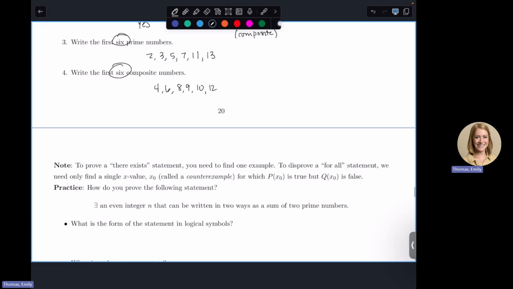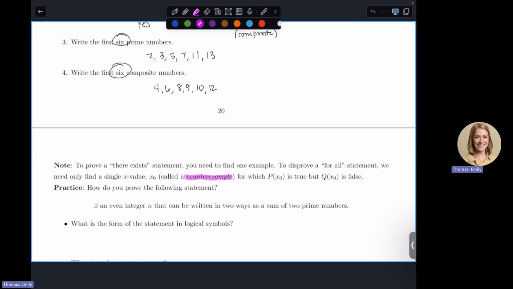Okay, so to prove a there exists statement, you need to find an example, right? That there exists says that there is at least one red car or whatever. So you need to find a red car and point at it. Okay, so to disprove a for all statement, you only need to find one value where it's not true. All cars are red, and you would prove me wrong by pointing to that gray car or white car, right? So that's called a counterexample. Remember that. So to prove a there exists, you find an example. To disprove a for all, you find a counterexample, an example where it's not true.